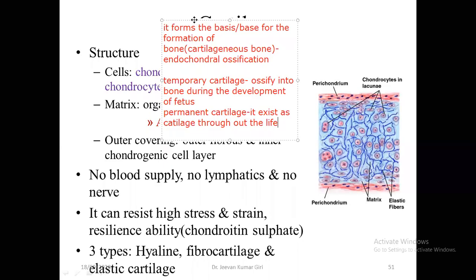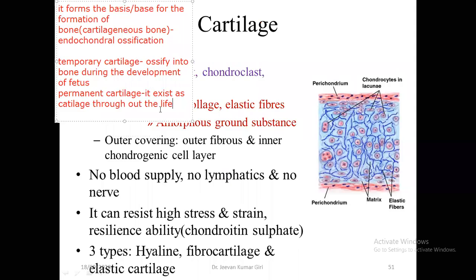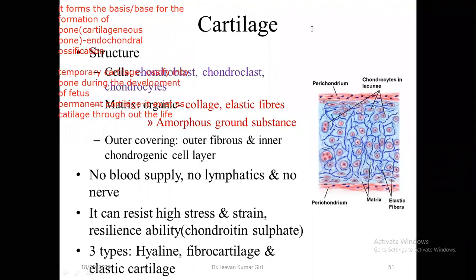Now the cartilage of the body you can classify into three types: hyaline cartilage, fibrocartilage, and elastic cartilage. The hyaline cartilage is the most abundant cartilage in your body. Now we'll go for the individual types.